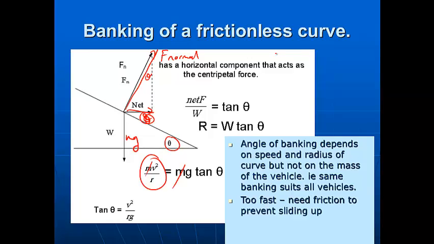If you go too fast, you need friction to prevent you sliding up the curve. If you go too slow, you need friction to prevent you from sliding down.